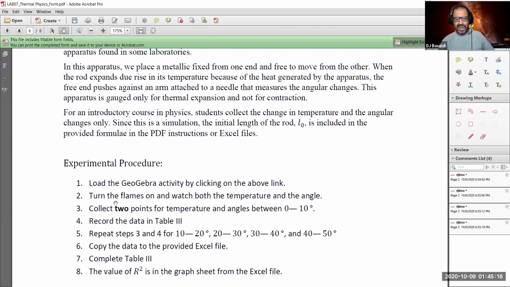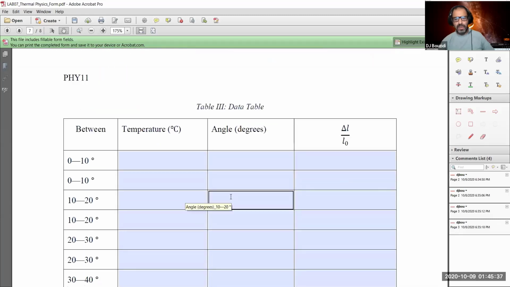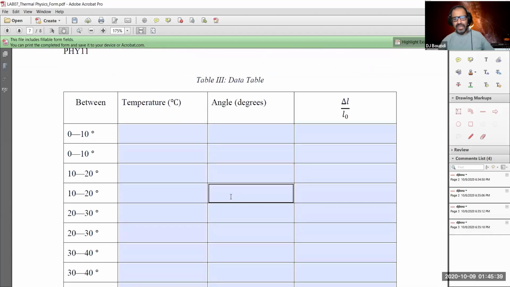Okay, then turn the flames on and watch both the temperature and the angle. Okay, collect 2 points for temperature and angles between 0 and 10 degrees. The degrees in here are referring to the angles, not the temperature. Okay. Record the data in table 3. Let's look quickly at table 3. Table 3 is a reflection of that Excel spreadsheet.